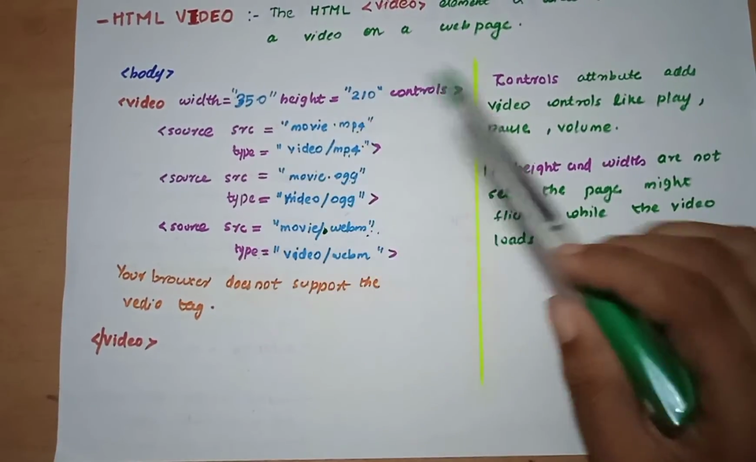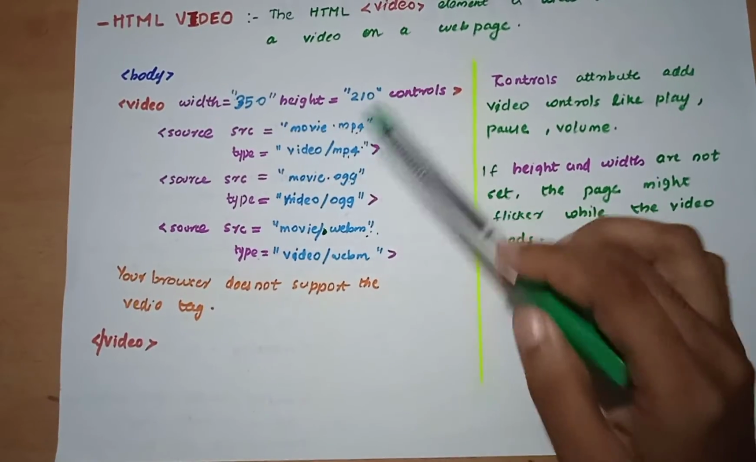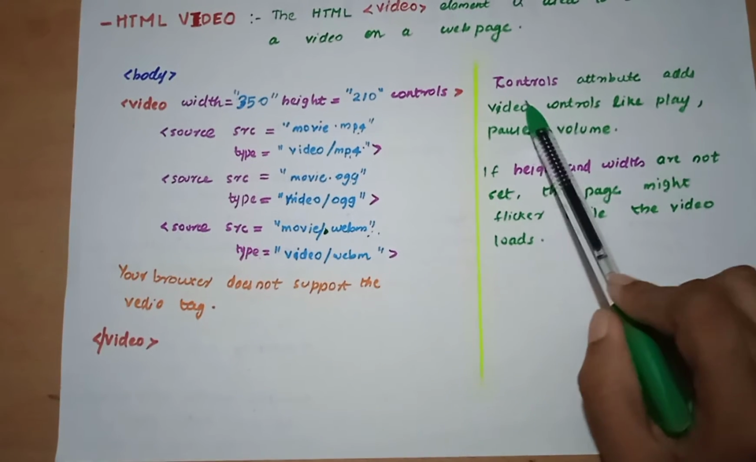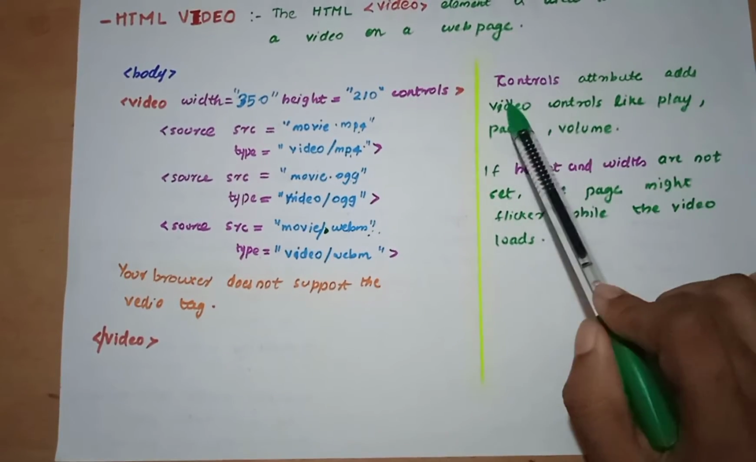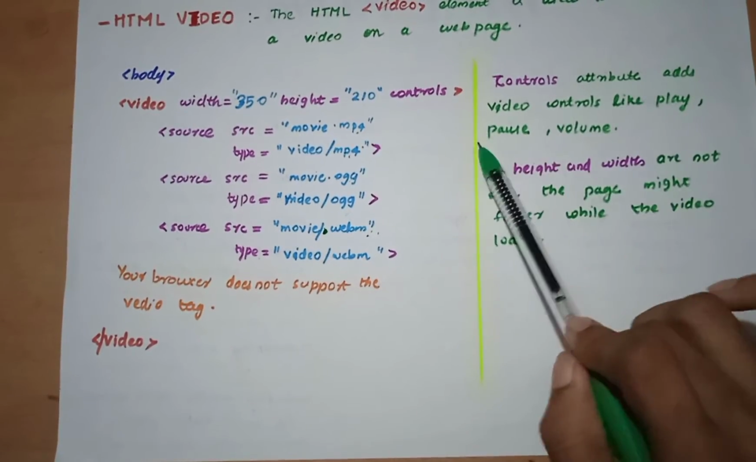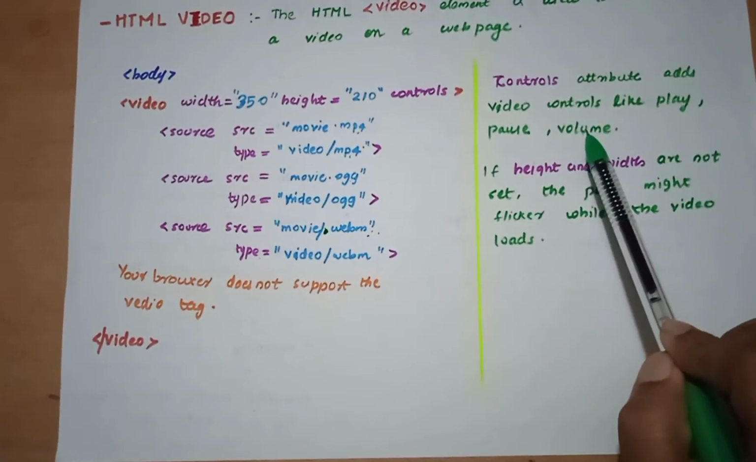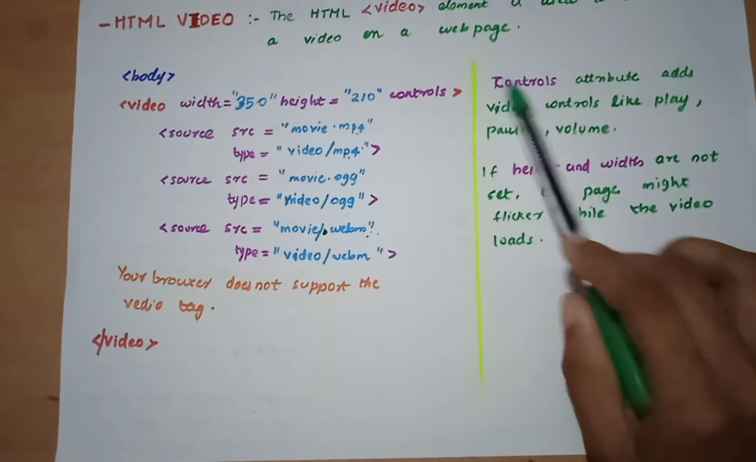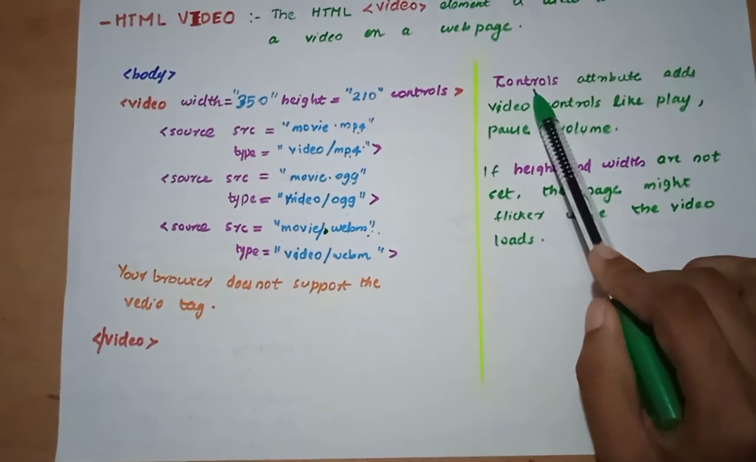So let's see what all these things are and what their importance is. See the attributes. The first one is controls. The controls attribute adds the video controls like play, pause, volume. We know that in order to play and pause, we have to use controls, then only it will work properly.